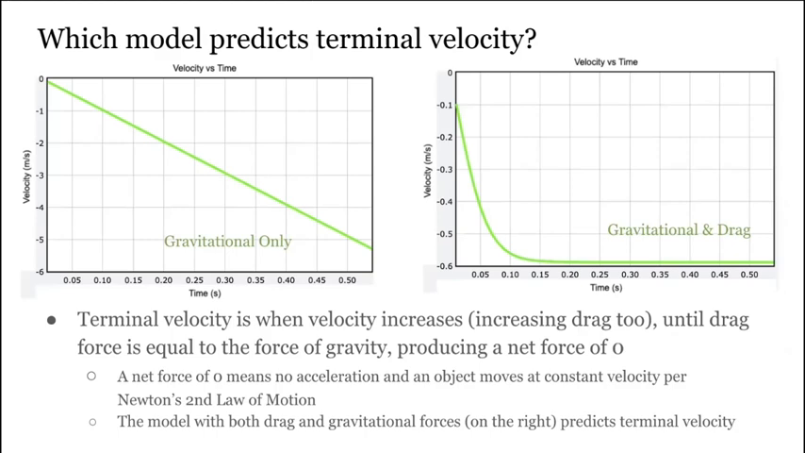Terminal velocity is when the velocity increases, thus increasing drag until the drag is equal to the gravitational force, producing a net force of 0. Looking at these velocity graphs, for the only one that took into account the gravitational and drag forces, we see that the velocity does not change, it is constant. Whereas here we see that velocity does change linearly.